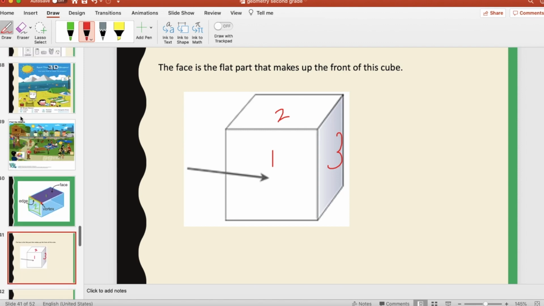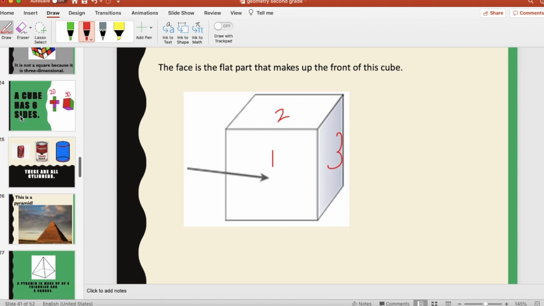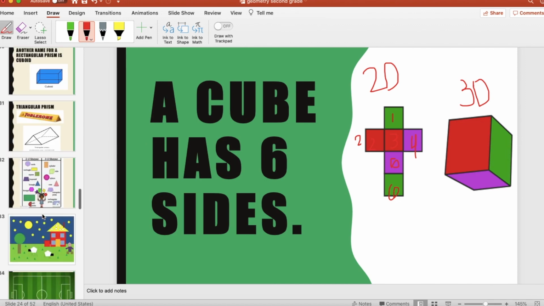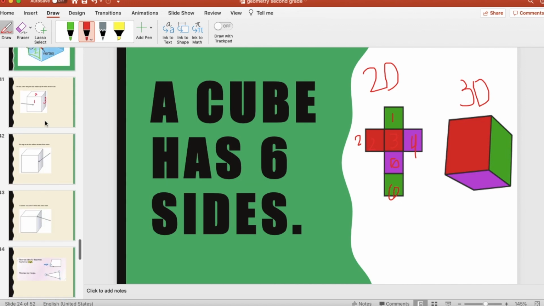Those six all make up this cube. And if I go backwards and show you, here are my six faces. We have 1, 2, this is 3, 4, 5, and 6. All 6 of those make up our one cube. Okay, let's go back to where we were.